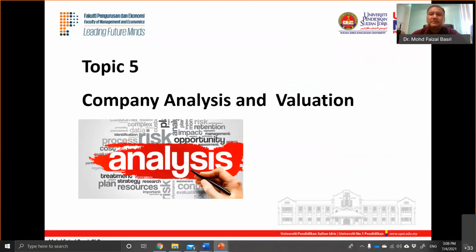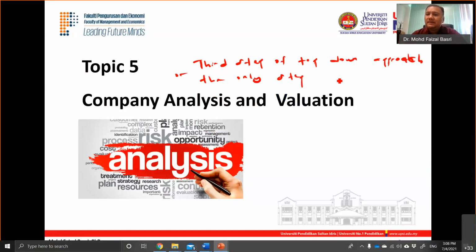Company analysis. This is basically the third step of the top down approach, or the only step in the bottom up approach. So that's company analysis.